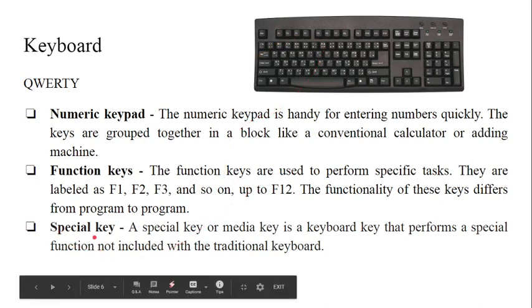Then there are special keys. Special key or media key is a keyboard key that performs a special function not included with the traditional keyboard, like increasing the volume, increasing the brightness, playing the video, replaying the video. All these functions come under special key.